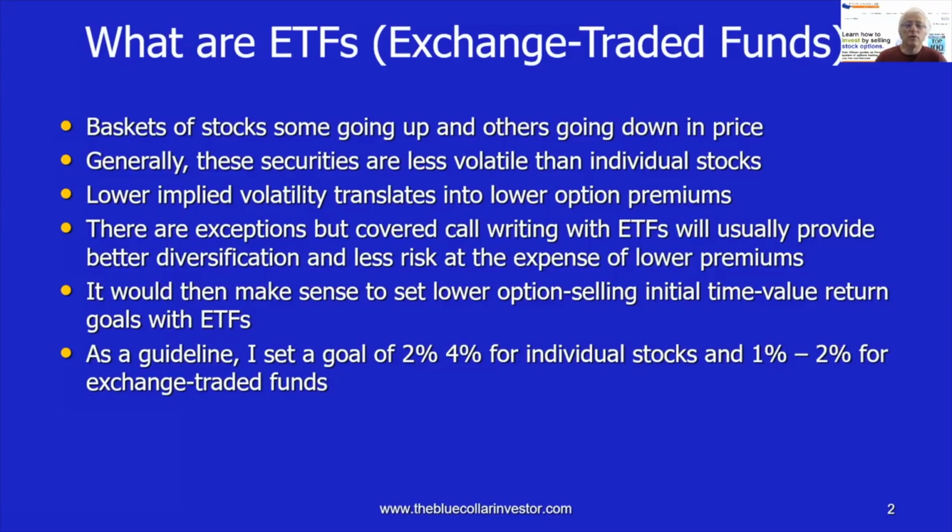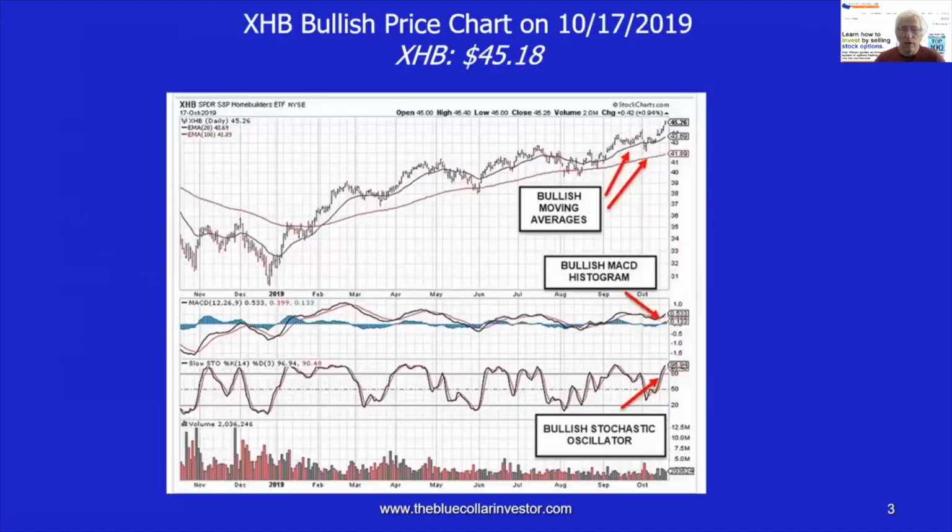Now, when I do individual stocks in normal market conditions, my goal is 2 to 4% a month. I'll go as high as 6% in a strong bull market, but never higher than that. When I'm using ETFs, which I use more in my mom's portfolio, I tend to go in the 1 to 2% range. And I'm talking about the near the money strikes with 1 month contract expirations. So you're going to adjust the initial time value return goal range because of the lower implied volatility of the security.